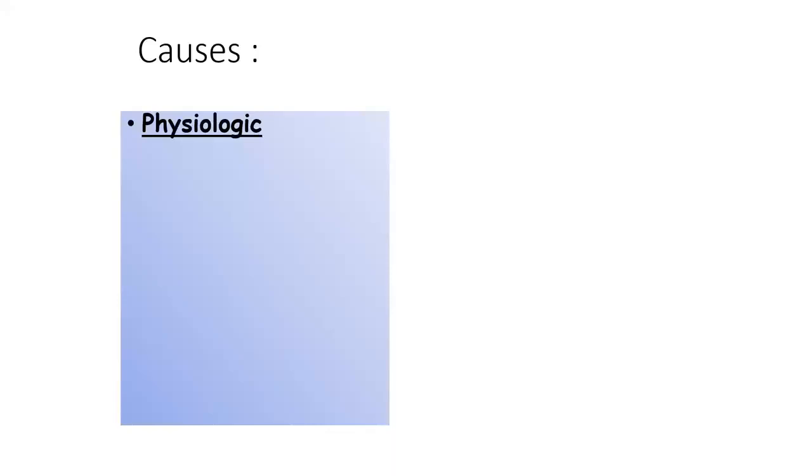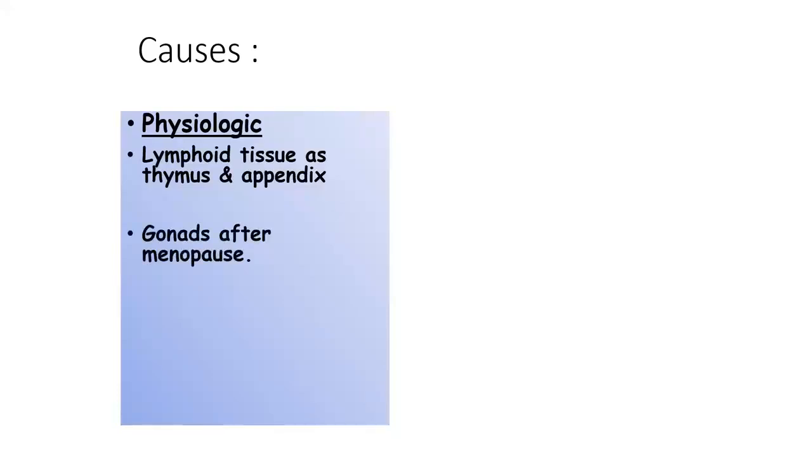You have atrophy of the gonads after menopause, atrophy of the uterus, atrophy of the breasts after menopause. You have aging, and we have senile atrophy of the heart and brain in very old persons. And this is a kind of physiologic atrophy occurring in all persons. We have a long list of pathological causes of atrophy.